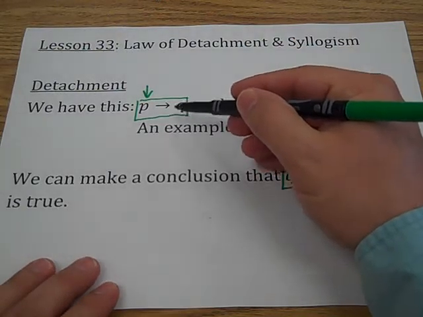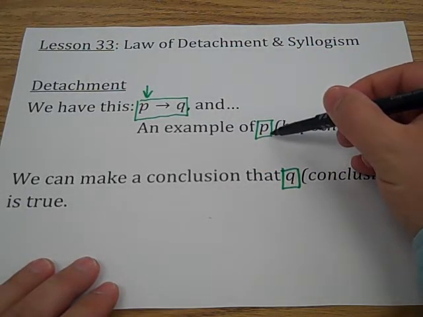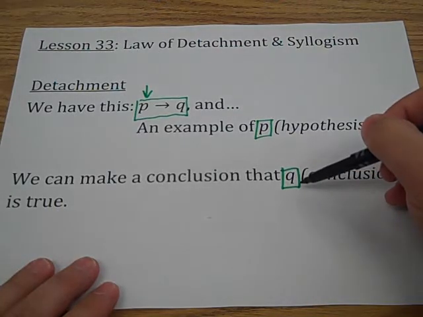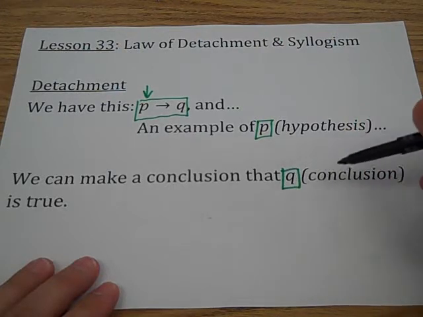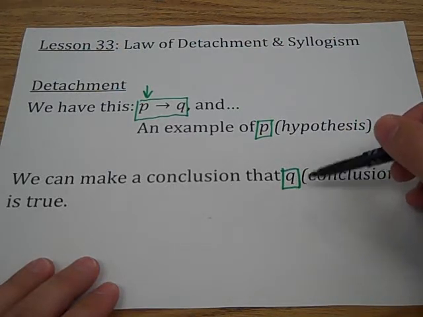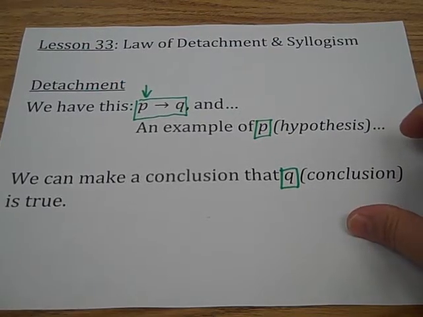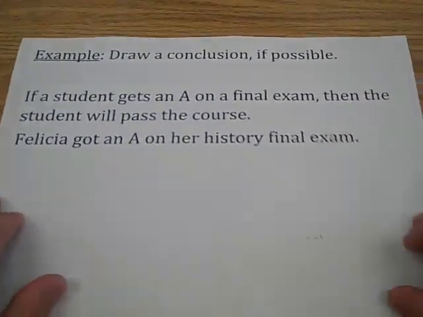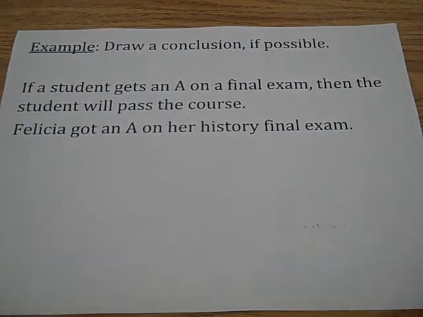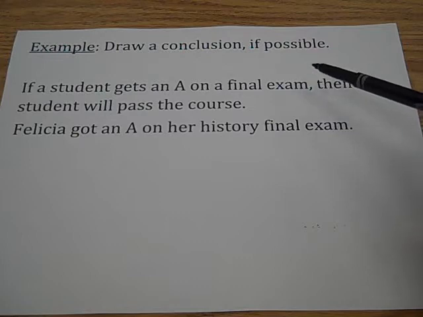So we're given a conditional, we're given an example of the hypothesis of the conditional, and then we can draw a conclusion about Q, which is also called the conclusion of the conditional statement. That's a little abstract, so let's do an example. We're going to draw conclusions here. That doesn't mean we're going to make pictures. It means we're going to come to some sort of conclusion at the end of this information. Sometimes we cannot draw a conclusion, and that's if we don't have an example of P.